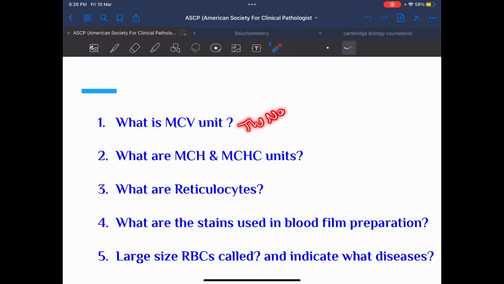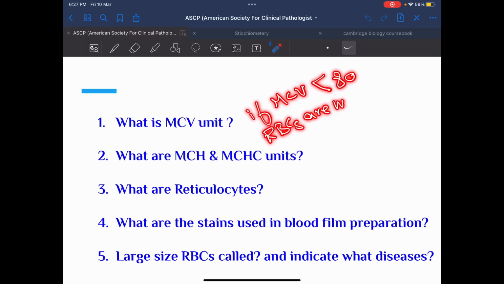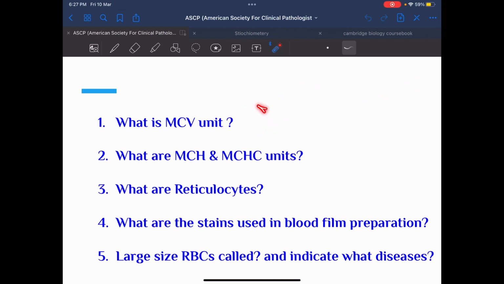The normal value for MCV is between 80 to 100 femtoliter. If MCV is less than 80, then we call RBCs microcytic. And if MCV is more than 100, then RBCs are called macrocytic.